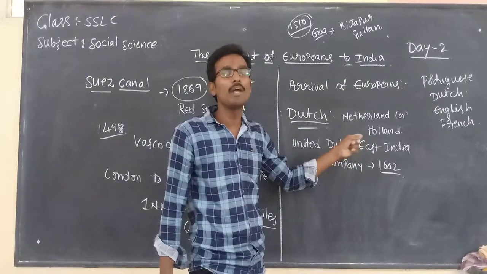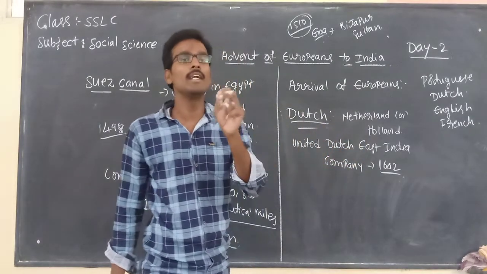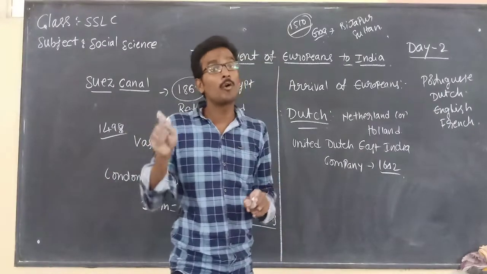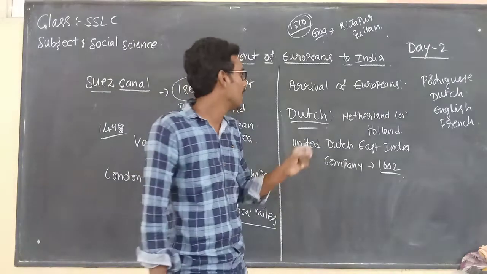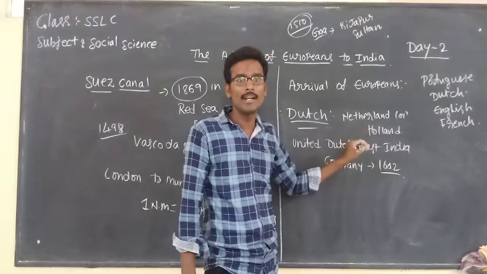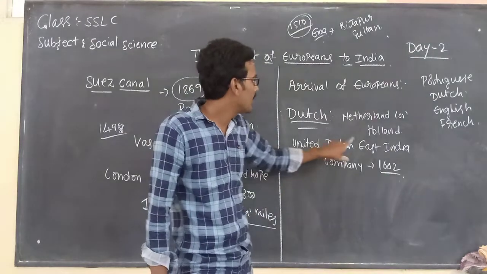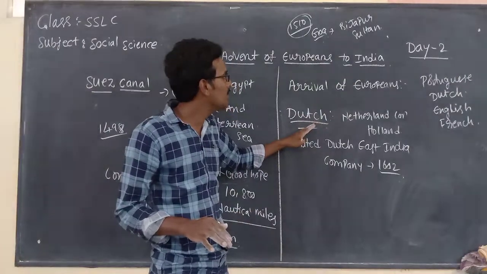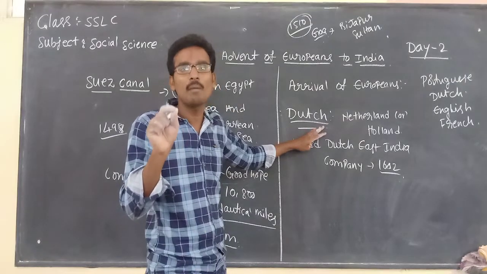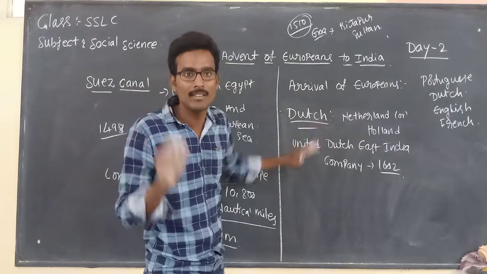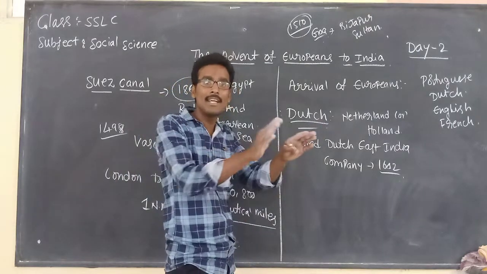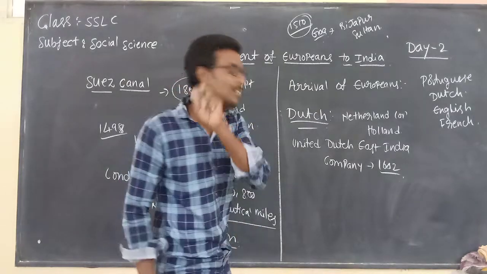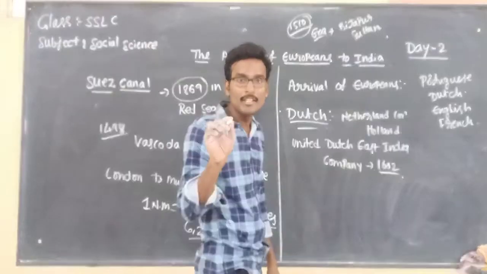The main aim is to conduct trade with Eastern countries. Why was the United Dutch East India Company established? The question may be asked like that. You have to write: in order to do trade with the eastern countries, especially with India, the United Dutch East India Company was established. After the arrival of these Dutch people, they captured some islands in the eastern countries. Those islands are very rich in spices.